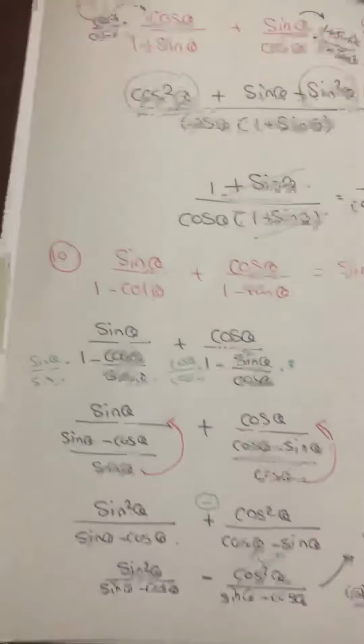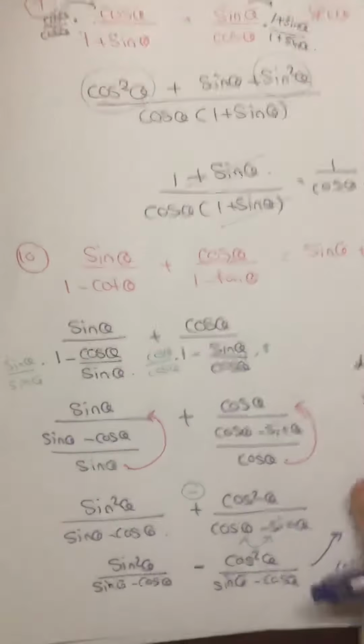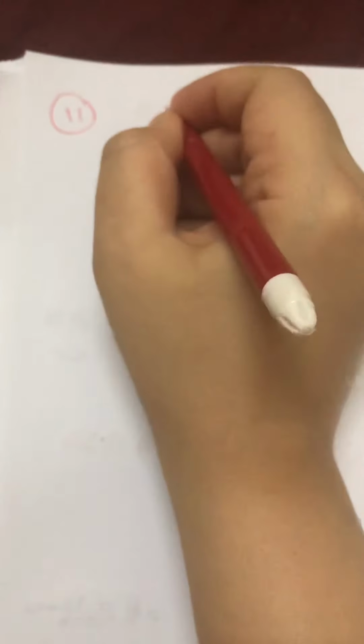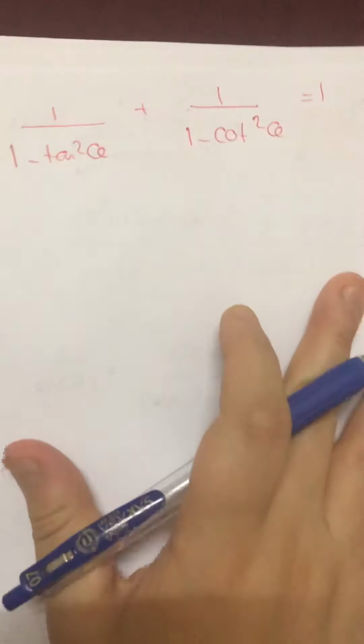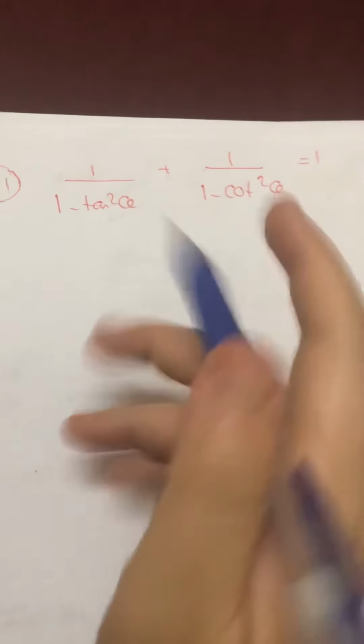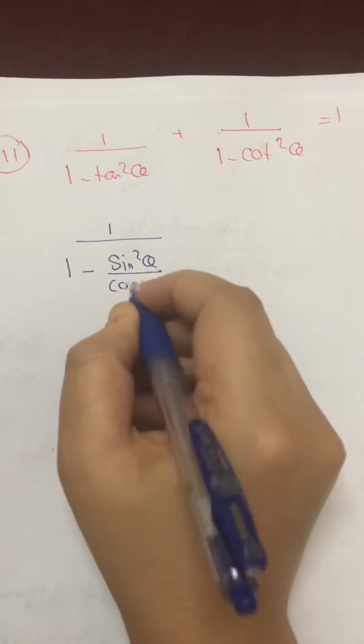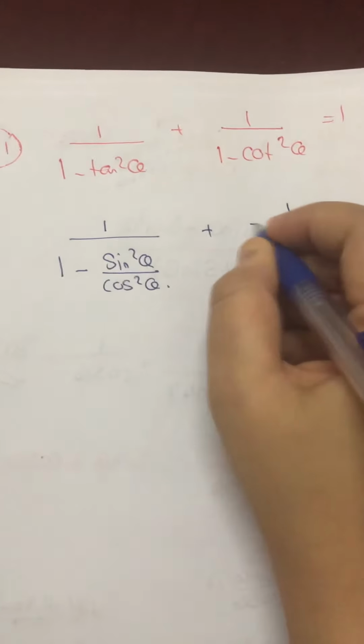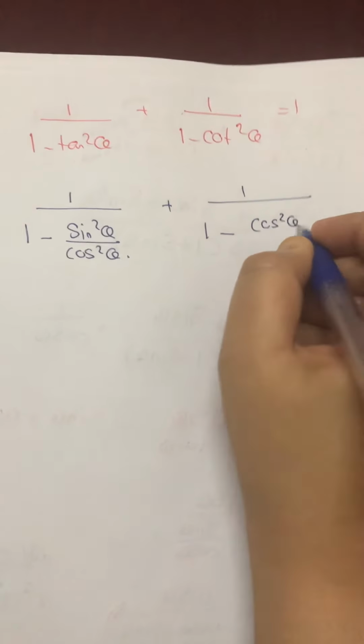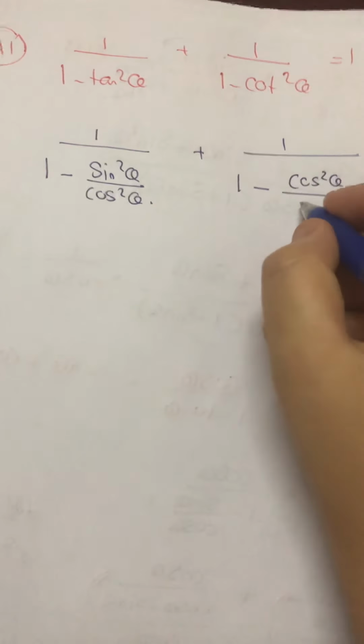Okay, this is regarding question number 11. Question number 11 is 1 over 1 minus tan squared. I've used, I think, the same method as the previous question because I found it's easier. You can give yourself a chance to try. So 1 over 1 minus sine squared theta all over cosine squared theta plus 1 over 1 minus cosine squared theta over, these are all quotient identities.